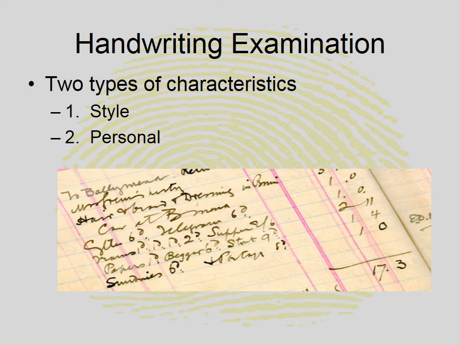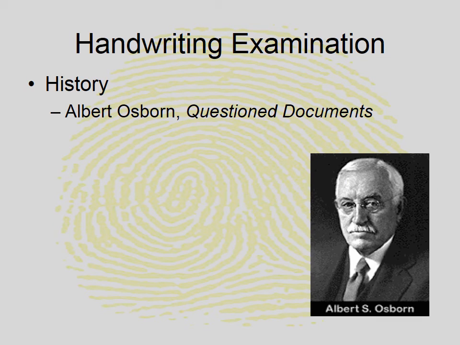Real quickly, we'll talk about handwriting investigation. There's two different types: your style that you use and your personal characteristics. So you may use cursive, you may use block handwriting. That's your style, but your personal touches are you may form your B's in a certain way, or your D's or your T's. They all may have personal characteristics.